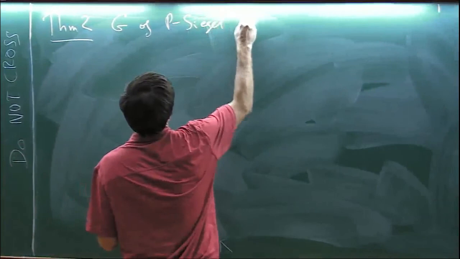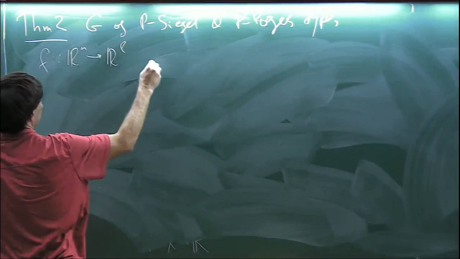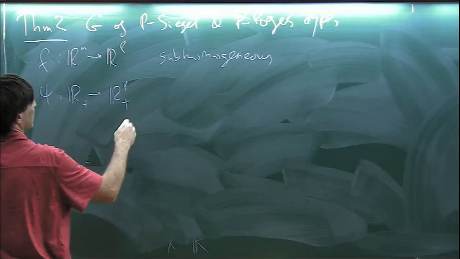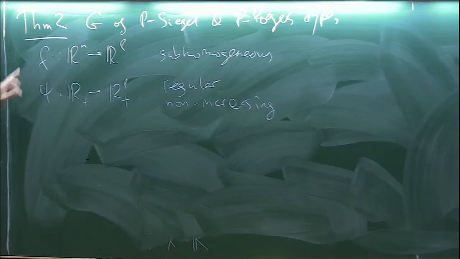Of course, I'm going back in time, so I want to state theorem 2 again. So G is of P Ziegler and P Rogers type. F is from R^n to R^l, subhomogeneous. And psi from R plus to R plus^l, regular and not increasing. All this is understood coordinate-wise. Okay, I'll remind you what this subhomogeneity is.